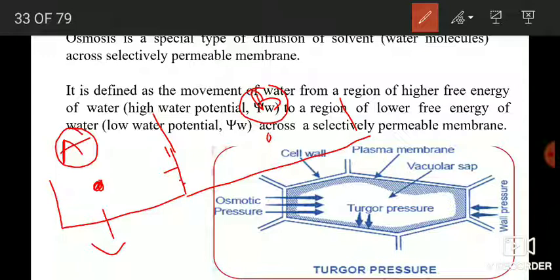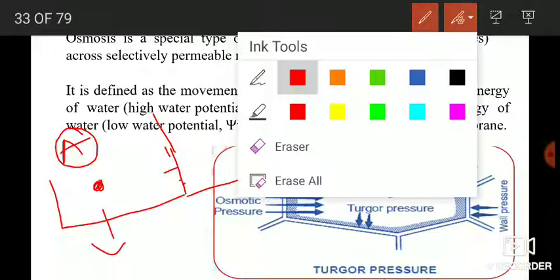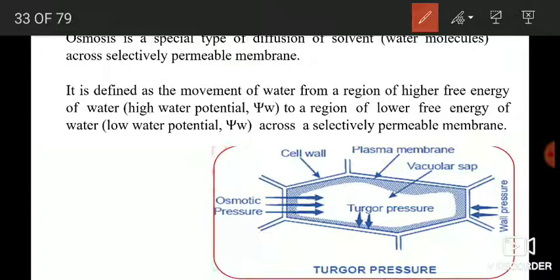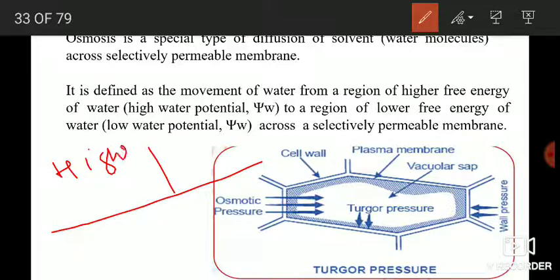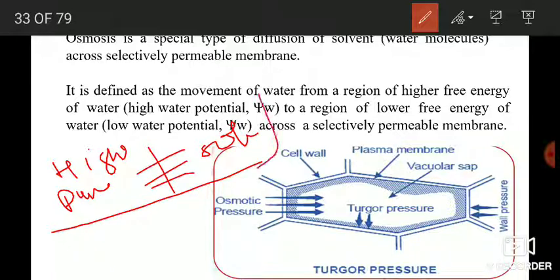Okay, so if you have to define osmosis, you can simply define it. It is defined as the movement of water from a region of higher free energy to a region of lower free energy across a selectively permeable membrane. Okay, movement of water from a region of higher free energy, that means from pure solvent to solution across a selectively permeable membrane.